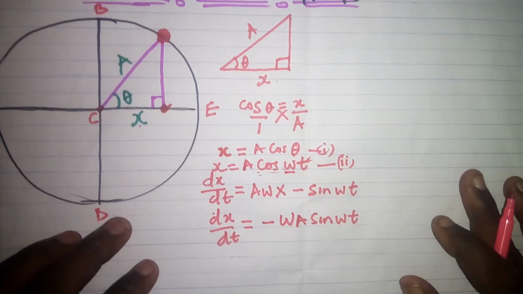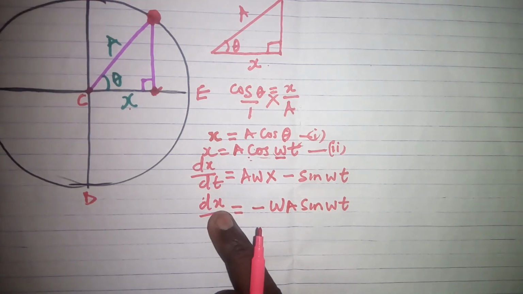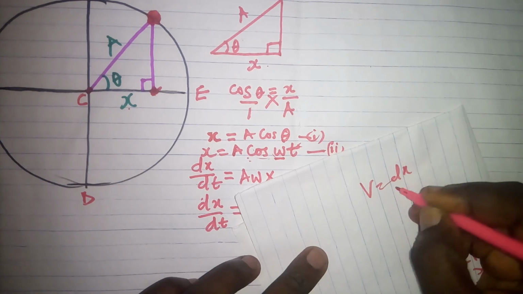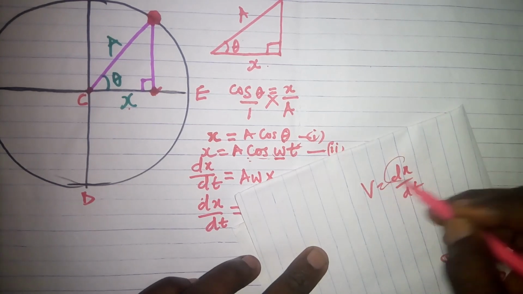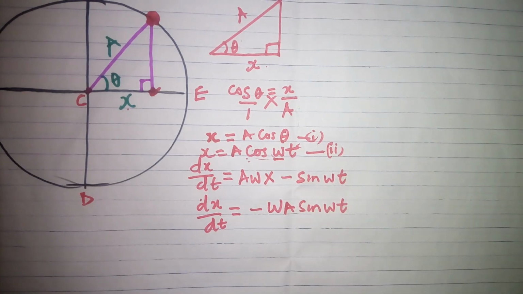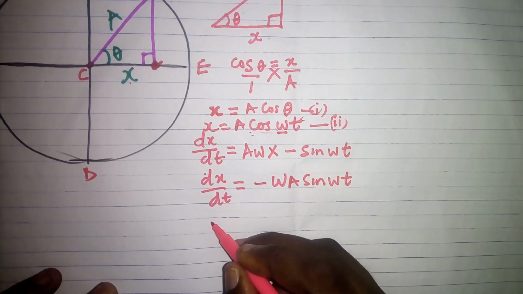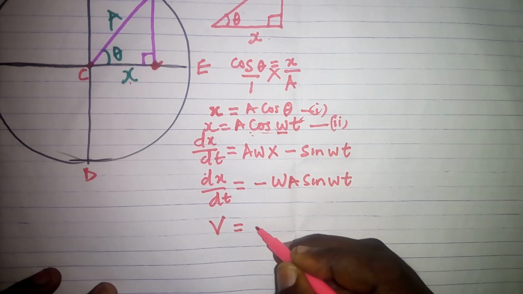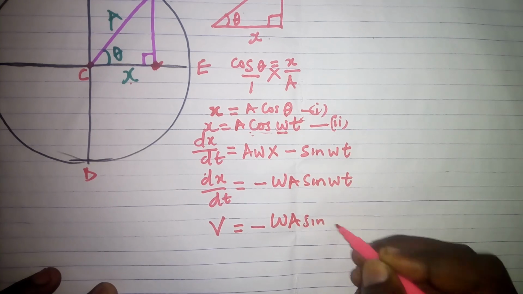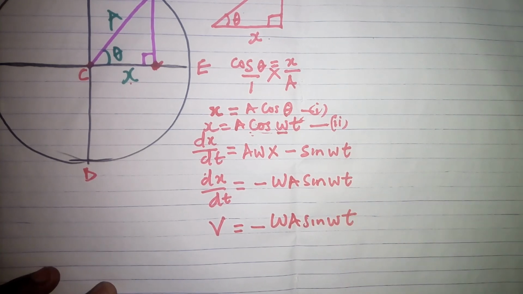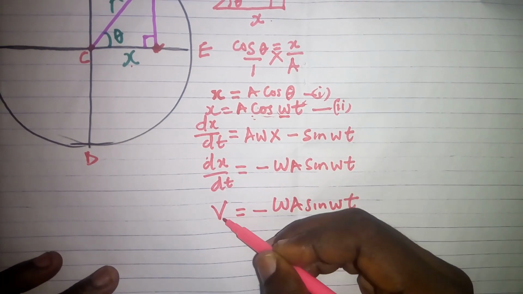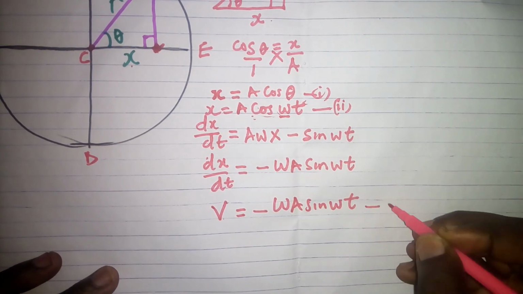And don't forget that my dx/dt is also equal to my v. Don't forget that my v is also equal to dx/dt. That's change in distance over change in time, or displacement over time. So I'll replace my dx/dt with v now, and I have v equals minus omega a sine omega t. And then, of course, dx/dt is now my v. I can call this one equation 3.